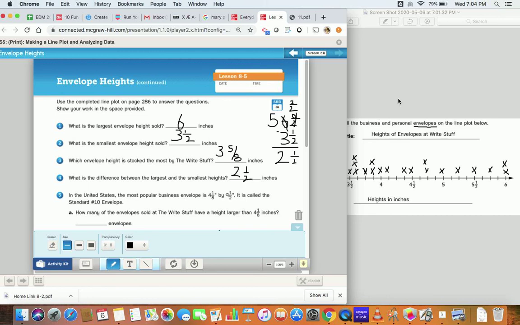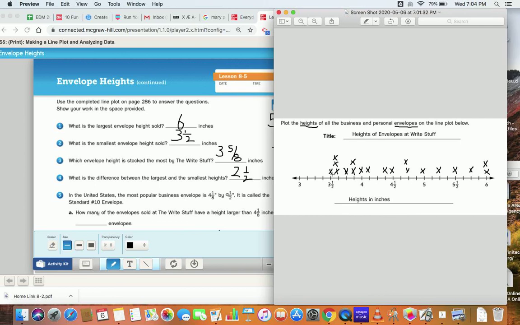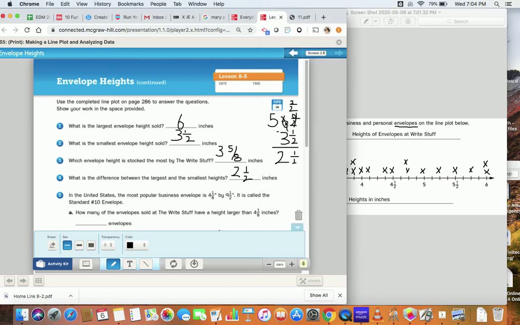Now you could also figure that out by looking at the line plot. So if you go from 3.5, here's 1/2, here's 1, 1.5, 2, and 2 1/2, or 2 4/8. So you could also say 2 4/8. So you could use this as kind of a number line to get your answer there too.